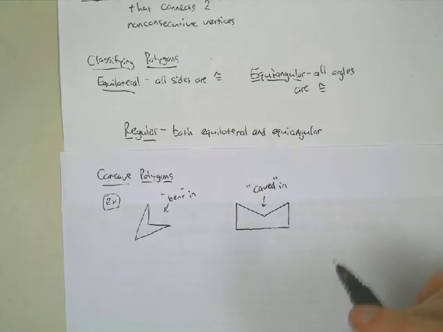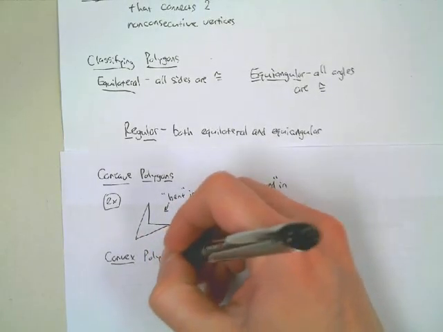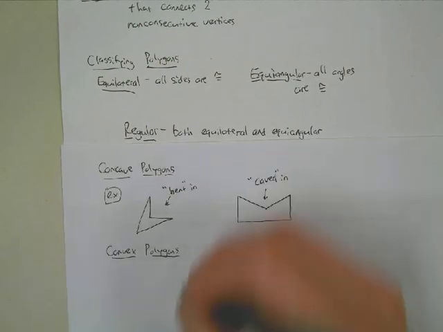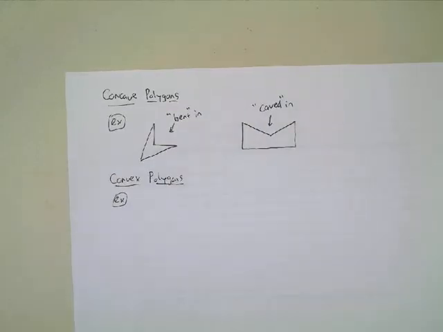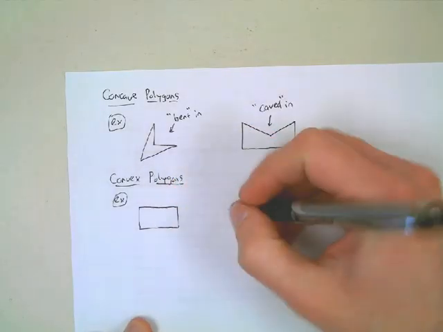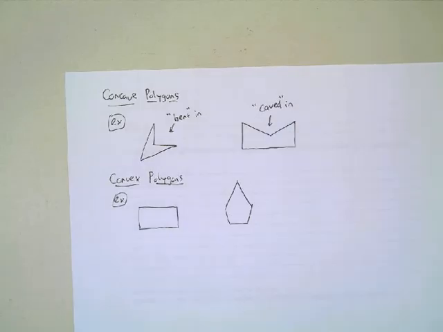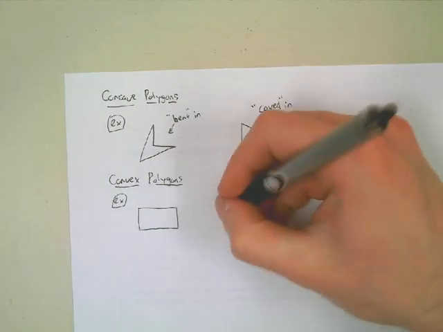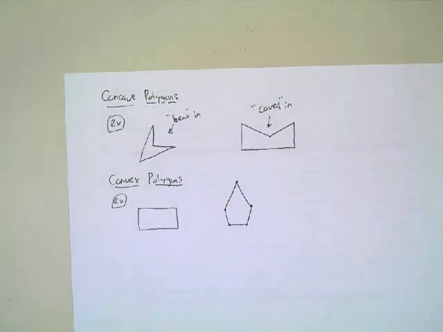And then convex, well, that's the more typical kind of polygon that you see. You know, that's like a rectangle, or a square, or that pentagon. All right, so those are convex.